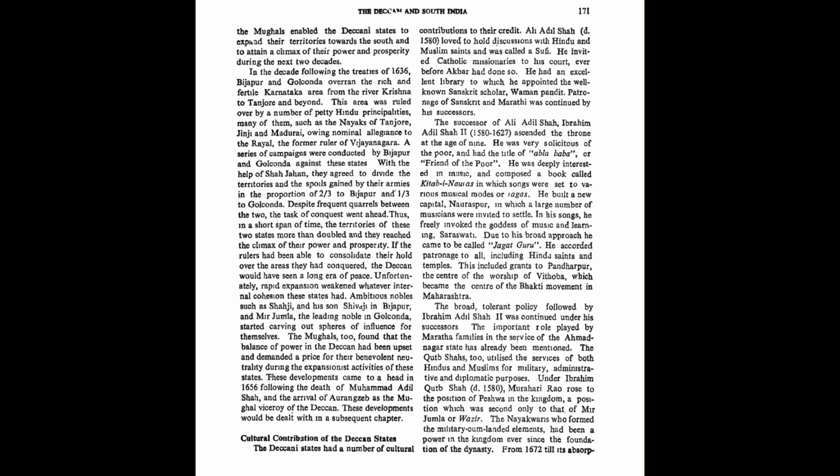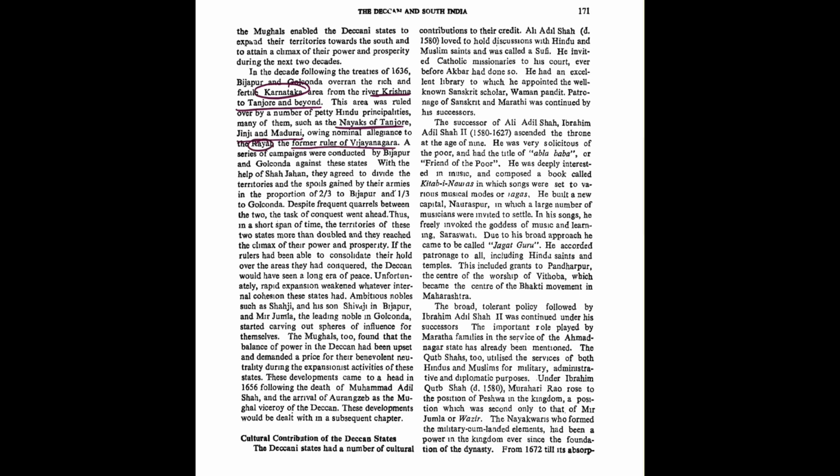In the decade following the treaties of 1636, Bijapur and Golconda overran the rich and fertile Karnataka area from the river Krishna to Tanjore and beyond. This area was ruled over by a number of petty Hindu principalities, many of them, such as the Nayaks of Tanjore, Jinji and Madurai, owning nominal allegiance to the Rayal, the former ruler of Vijayanagar.